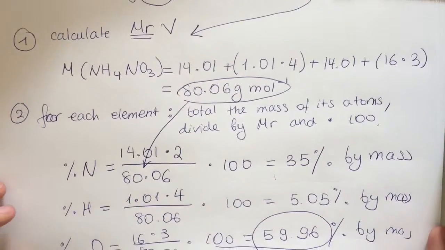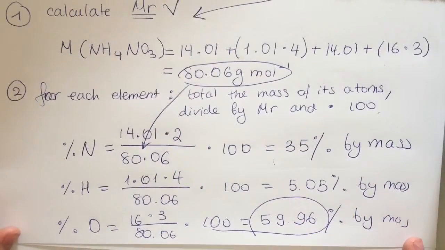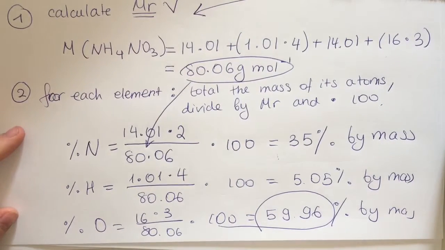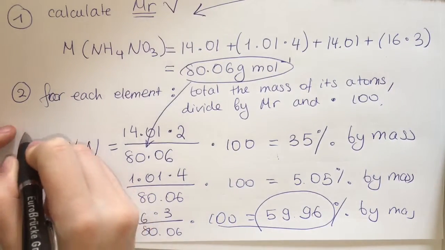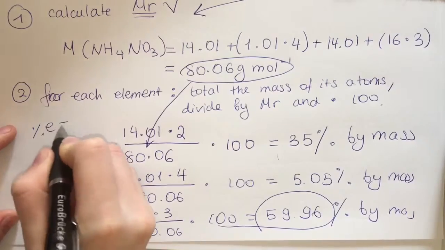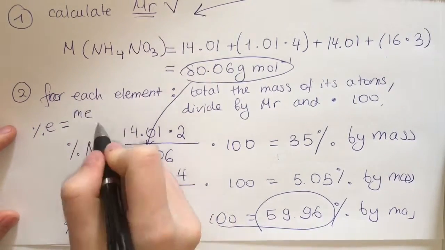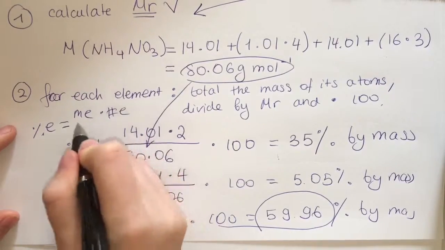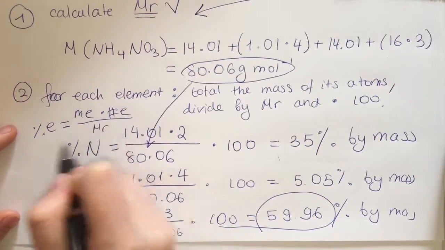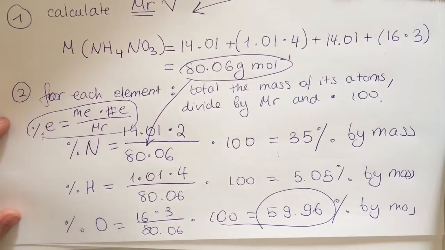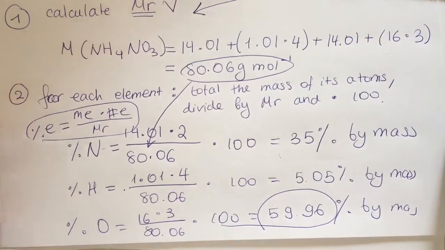So I hope this was really helpful. You can see that you just simply follow the pattern. Maybe you can make up a formula for it. So the formula would be like, yeah, percentage of element equals the mass of the element times the number of that element, divided by the molar mass. I guess you could do something like that. I wouldn't recommend it. I would just recommend using your logic, and then you can get to your answer.